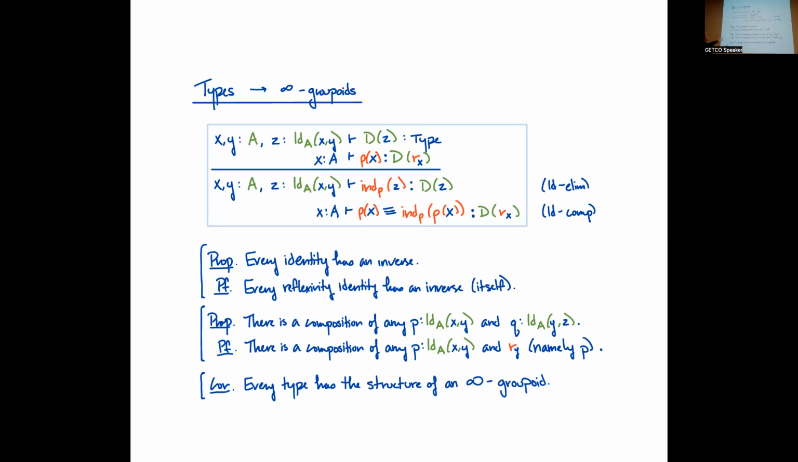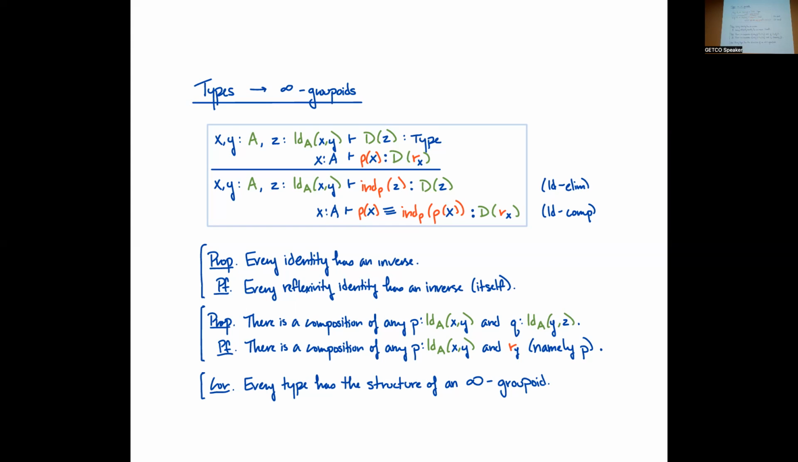Okay, so we can easily prove that every identity has an inverse. Every term of the identity type has an inverse. And how do you do this? I'm not going to write any symbols. I'm just going to now use this rule in words. You just have to prove that every reflexivity identity has an inverse, right? And we can just choose the inverse that we want, and we can just choose itself.